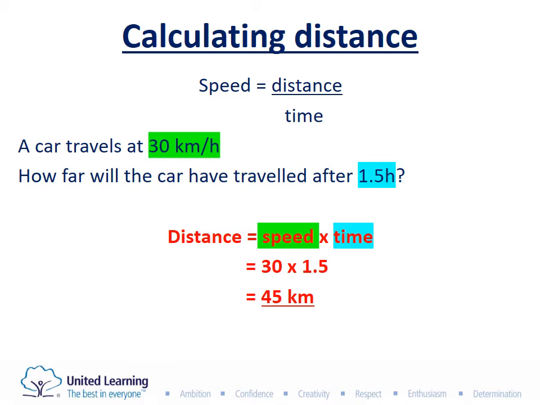How do you know what units are going to be for distance? Is it going to be metres, centimetres? What's it going to be? Well, look at the units in your speed aspect. It's kilometres per hour. Therefore, your unit of distance will be kilometres.